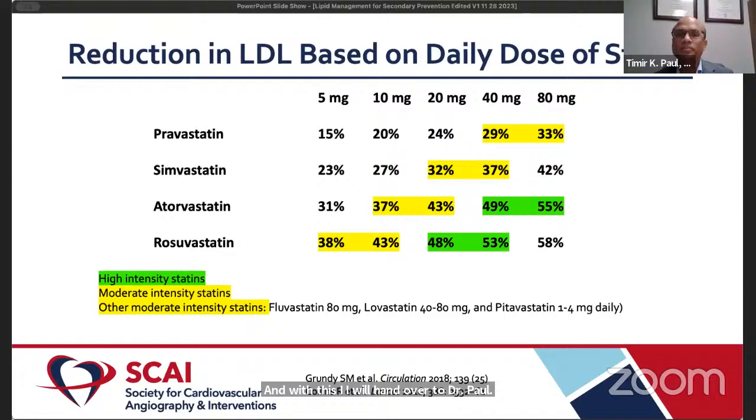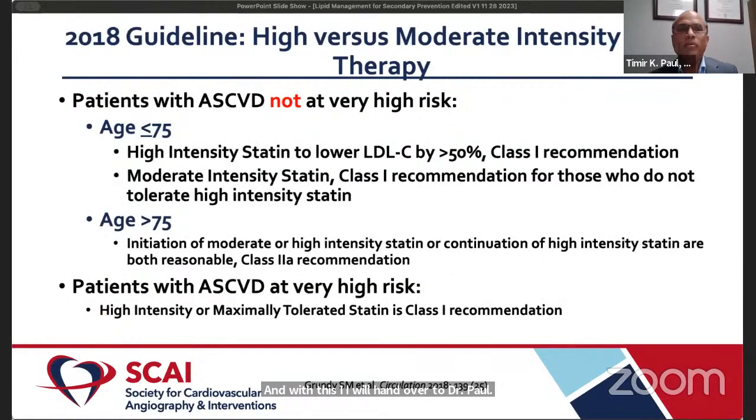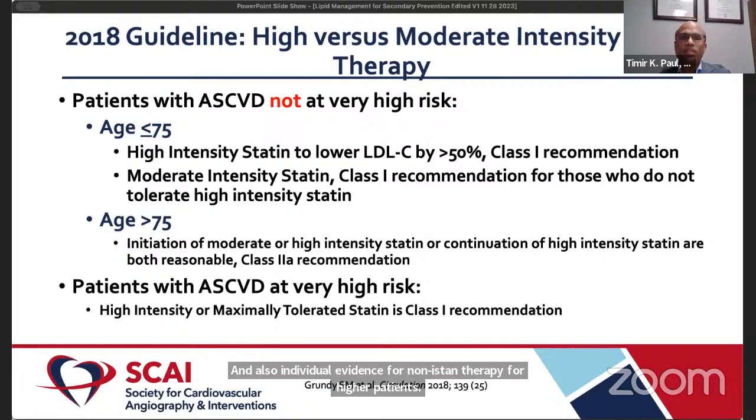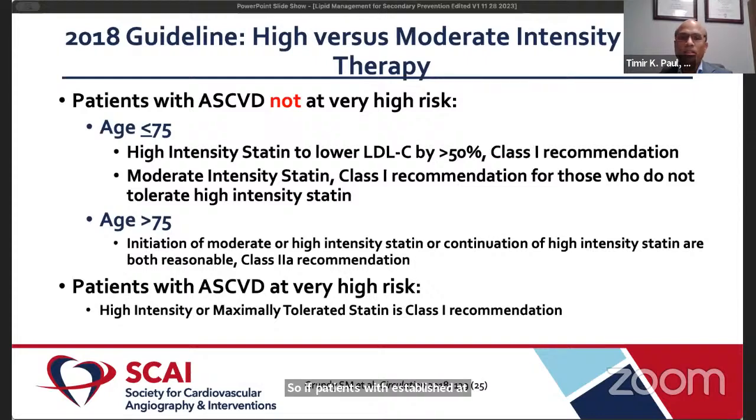Next slide, please. Now, I'm going to briefly discuss the 2018 guidelines and also individual evidence for non-statin therapy for high-risk patients. If patients have established atherosclerotic cardiovascular disease, but are not at high risk, and are less than 75 years old, starting a high-intensity statin to lower LDL cholesterol by 50% is a class 1 recommendation.